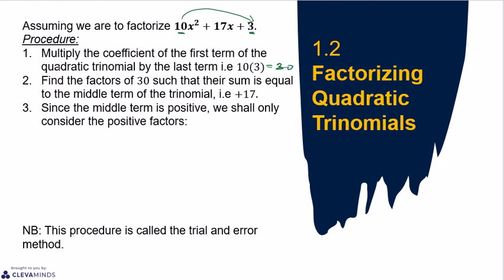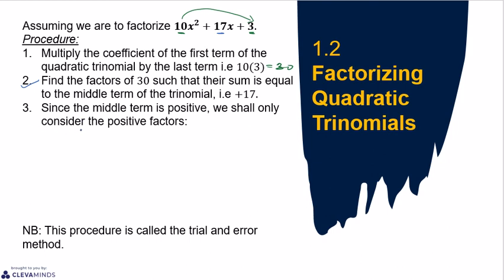So after doing that, we find the factors of 30 such that their sum is equal to the middle term. The middle term here is 17. So we are finding the factors of 30 such that the two factors must add up to give 17. That's the second procedure. And mind you, it's plus 17, which is the same thing as 17. Since the middle term is positive, we shall only consider the positive factors of 30, strictly the positive factors of 30.